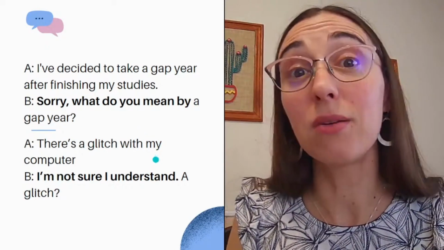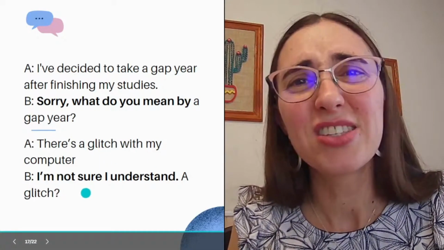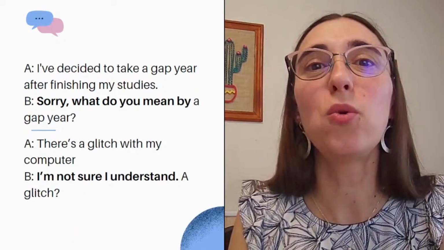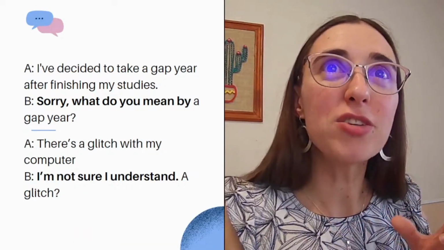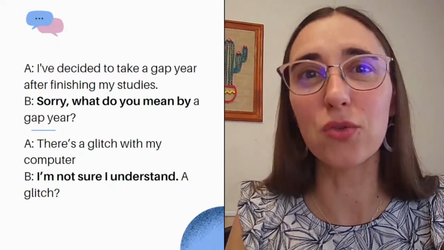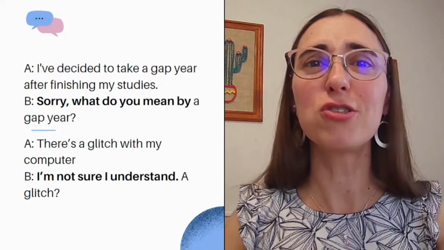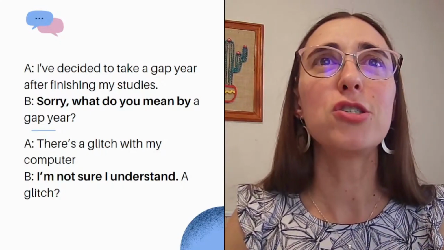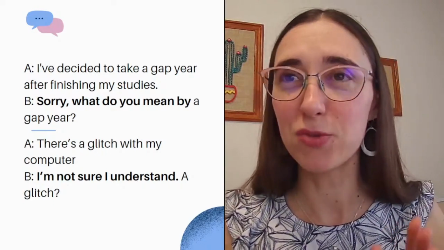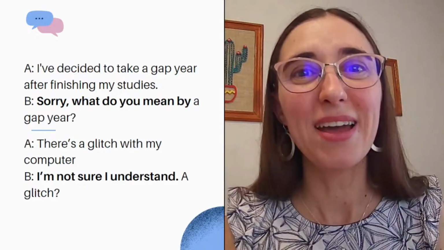Or, same example with a computer. There's a glitch with my computer. I'm not sure I understand a glitch. Okay, so you go directly into what you didn't understand without focusing on what perhaps the idea you might get about that phrase or that sentence that wasn't clear, right? Okay, so 7 techniques for you to be a real active listener, for you to use anytime you're having a conversation to be more fluent in English, because remember, being fluent is an iceberg, it's not just speaking.